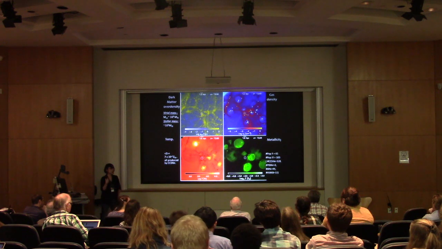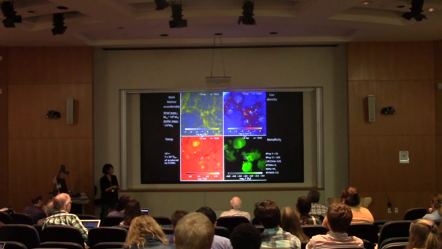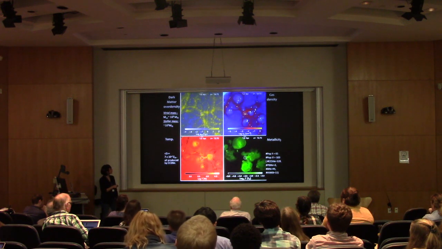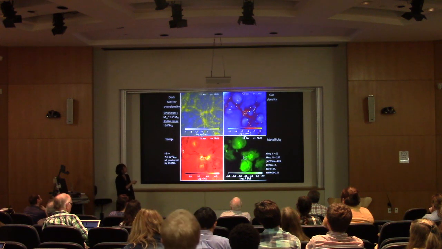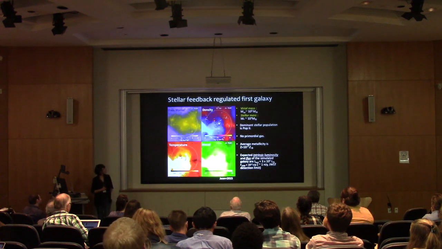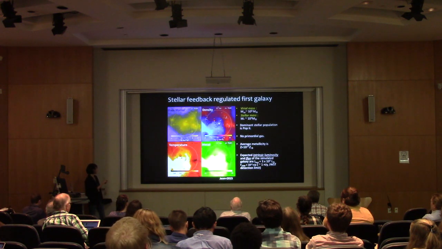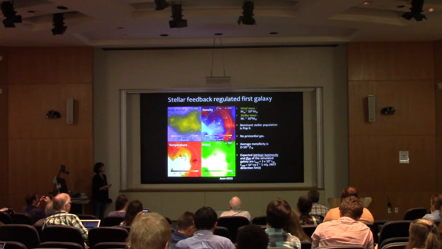And then you can further classify them into individual remnants. I had pair-instability supernovae, and so I marked different remnants with different colors in here. At the end of the simulation, I got this snapshot. So that galaxy's properties are like this.